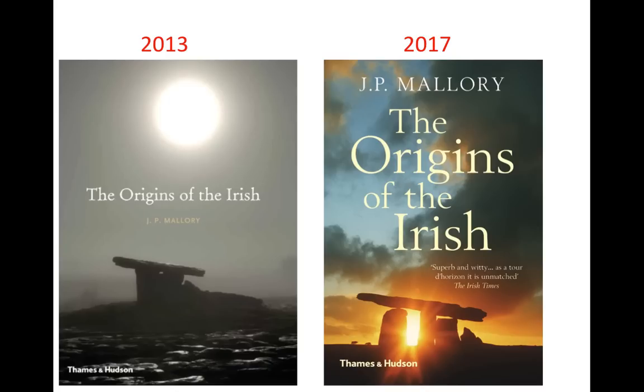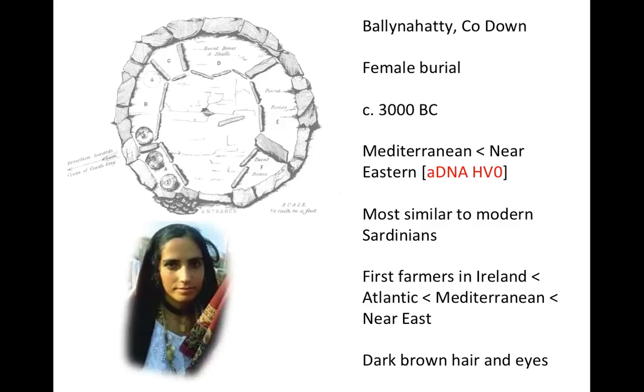In 2017, 4 years later, they decided to do a smaller, fun-sized paperback edition of The Origins of the Irish, and they allowed me 4,000 extra words to be tagged in at the end, in which I had to explain why the chapter I wrote in 2013 was absolute shite, and get away with it. And so, 4 years in DNA is a long, long time. So, what had happened since then?